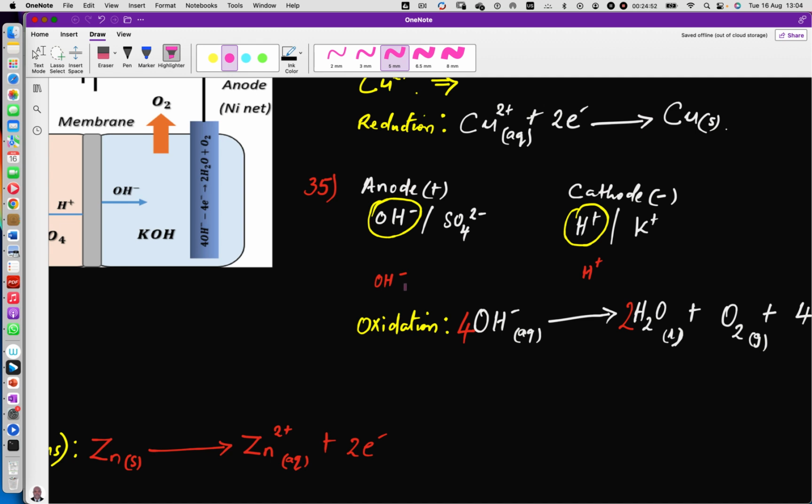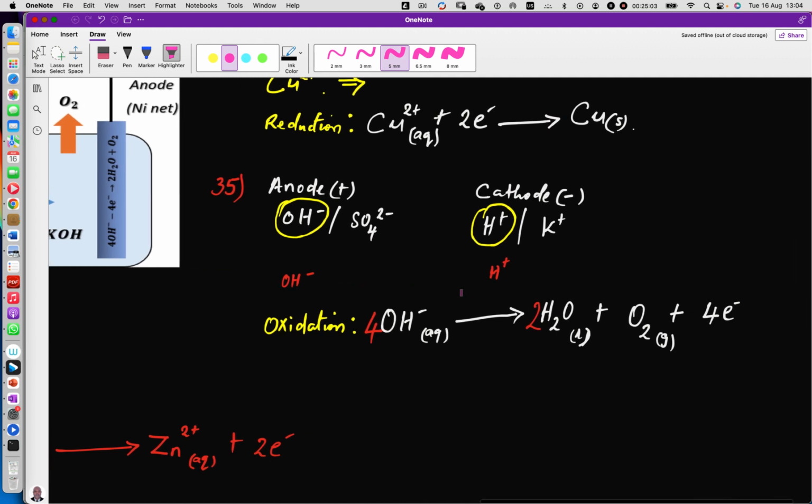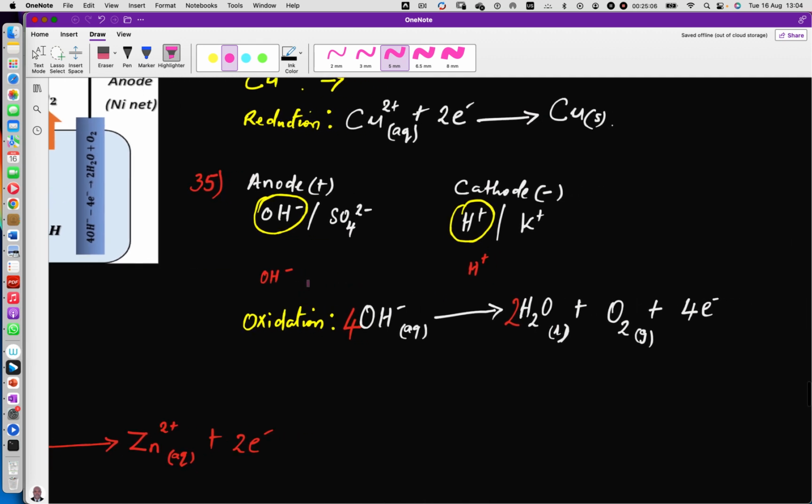In other words, OH negative shows that it has electrons in it. It has gained electrons, so it needs to give out the electrons that it gained. That is oxidation, the loss of those electrons. So for it to lose these electrons, what happens? This is the equation, oxidation. So it will be OH minus to water and oxygen and 4 electrons.